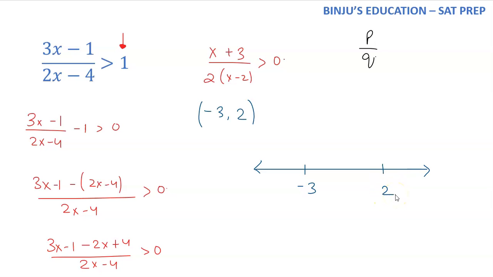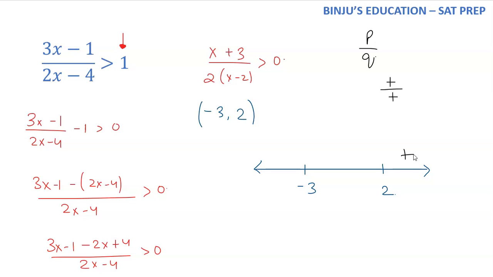Now think of any value greater than 2. You know the drill, right? For example, think of 10. So again, just look for the signs, nothing else is required. If I think of 10, 10 plus 3 is positive and 10 minus 2 is positive. So positive by positive will give me a positive result. I don't need the exact value, just the signs, that's it.